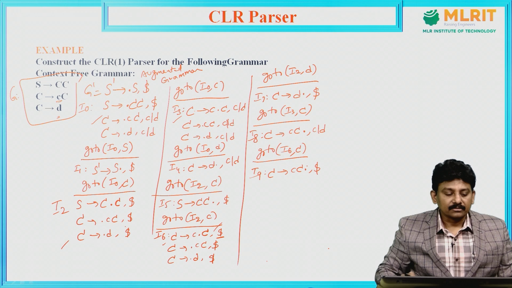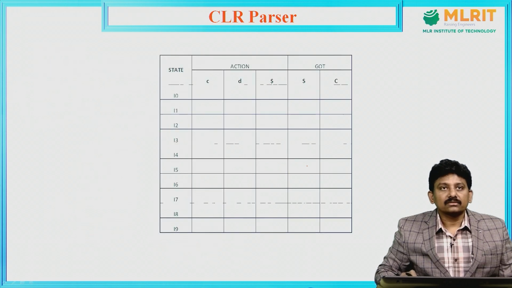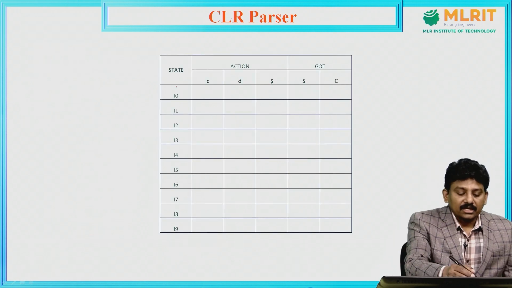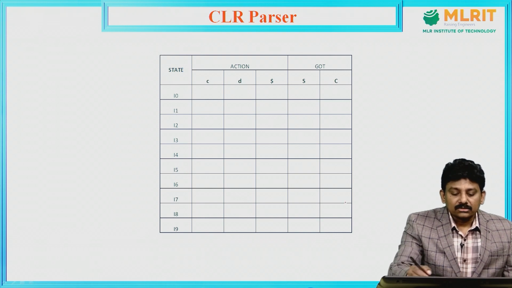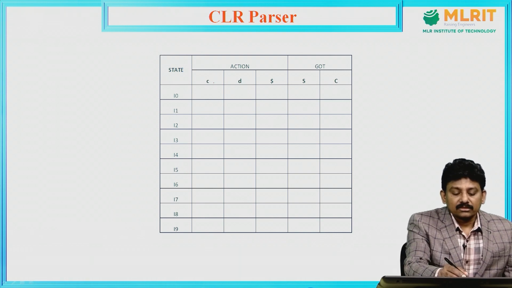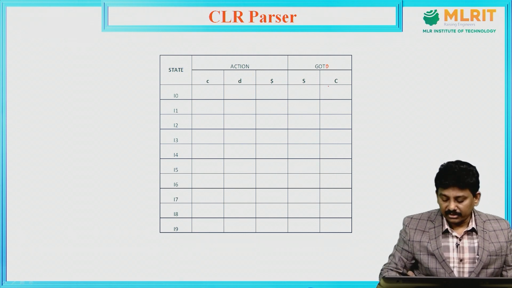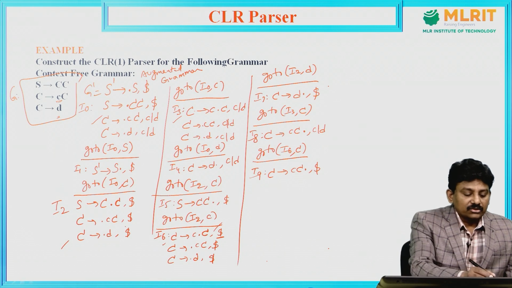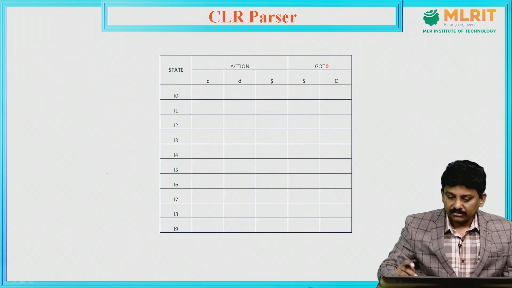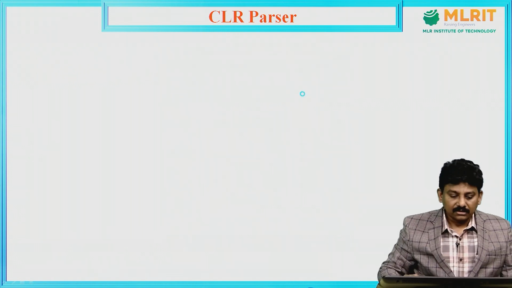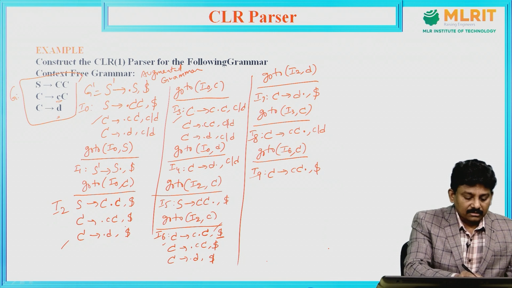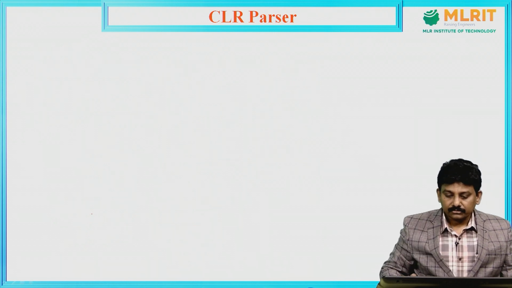Now fill the table using the action and go to tables. There are 10 states, I0 to I9, so 10 rows. The action table contains columns for terminal symbols small c and d and dollar, and the go to table contains non-terminals S and C. First we fill the go to table. From I0 for non-terminal S, we go to I1, that is 1. From I0 on capital C, we go to I2, that is 2.